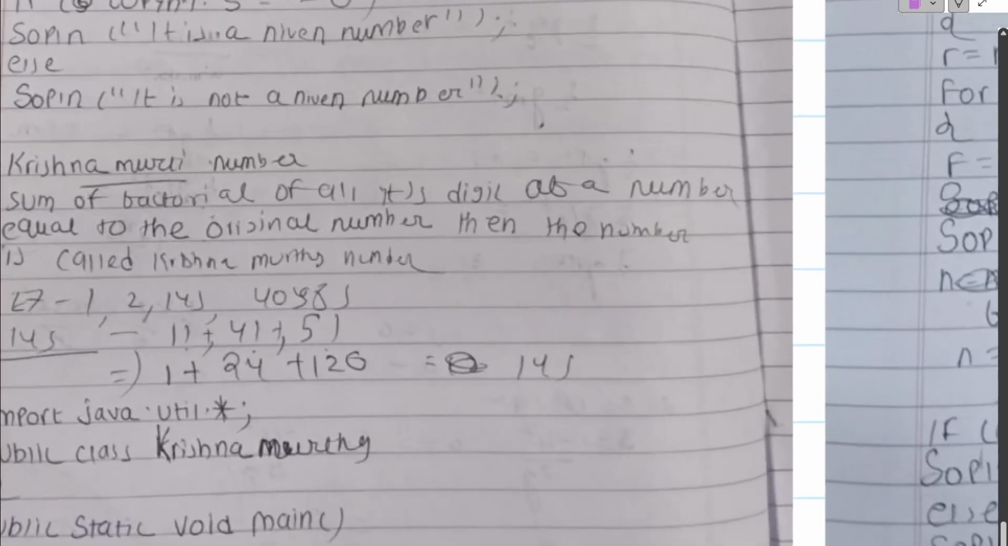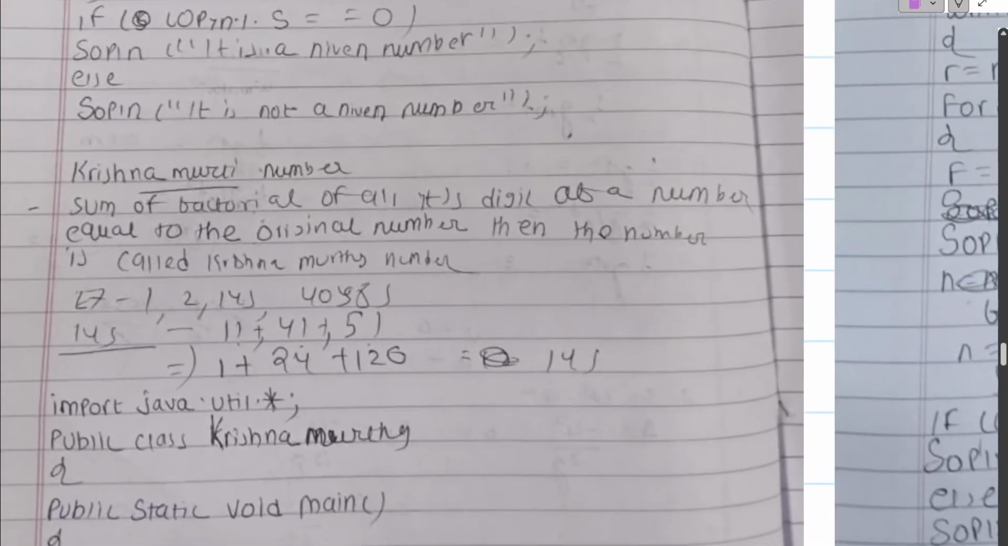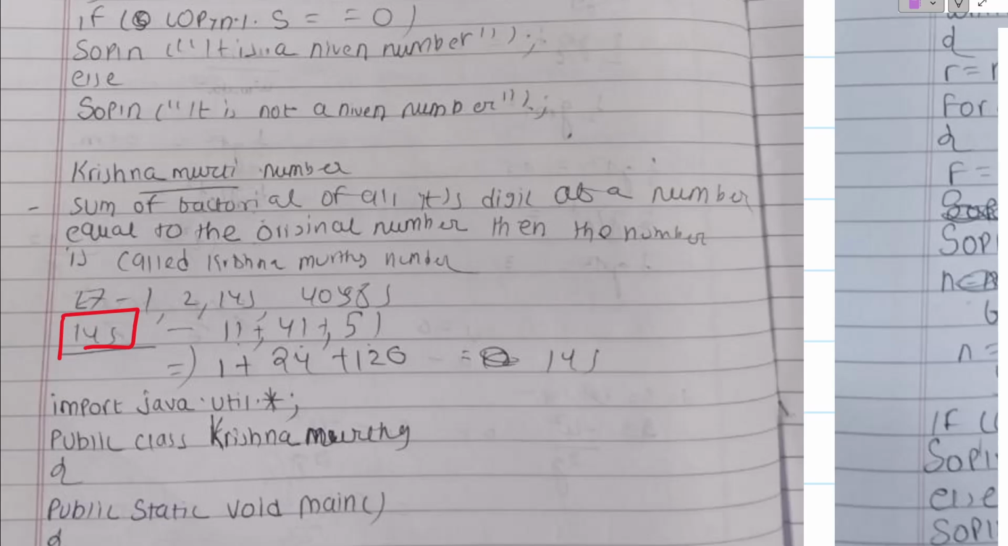After, okay, this is Krishnamurti number. Wow. It's a very good question. Sum of factorial of all its digits of a number is equal to the original one. Let's learn from the example. Suppose user has given 145. So the factorial of each digit has to be picked out, and if they are added all together, if we are finding the original number, then that is said to be a Krishnamurti number.